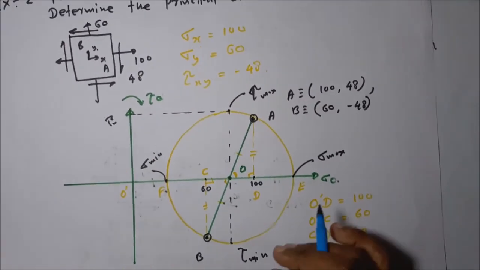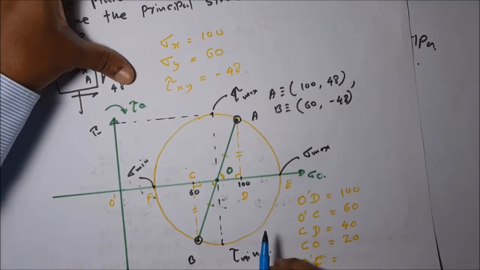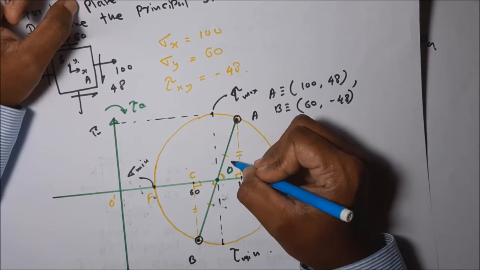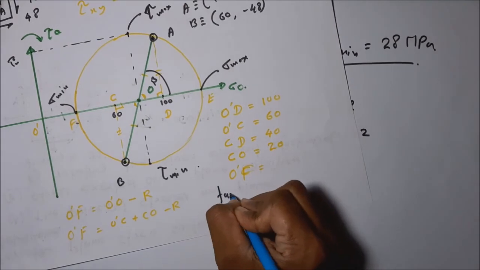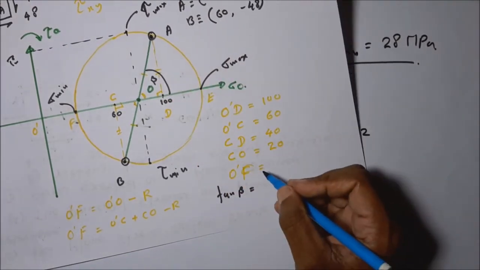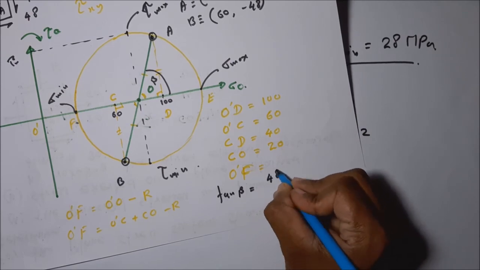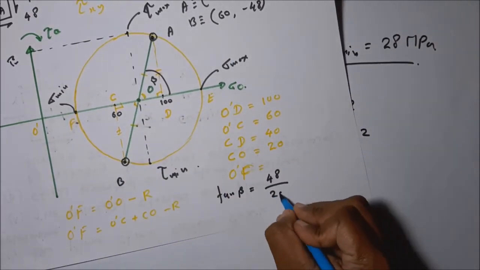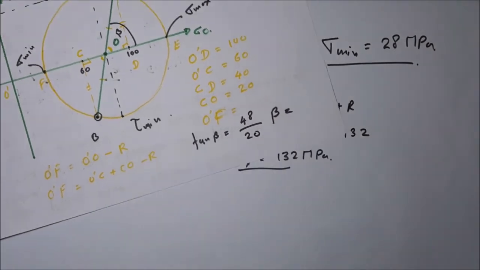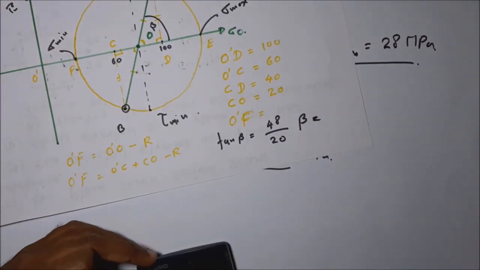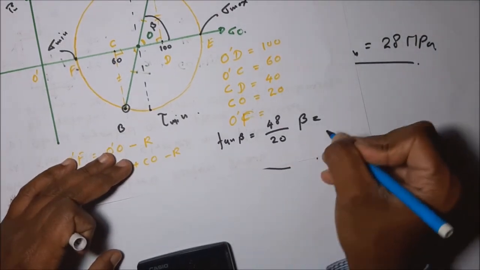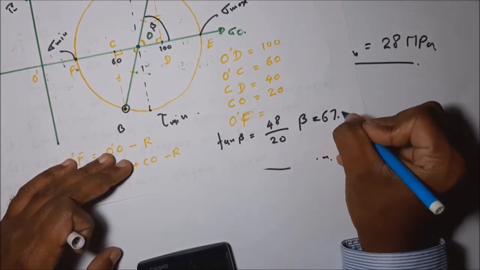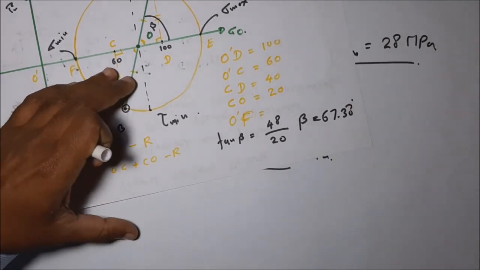Okay. Then how to find the angle? What is this angle? Let's take this angle as beta. Tan beta is equal to, using this triangle, 48 divided by its length 20. Then that will give the answer for beta. Beta is equal to 67.38 degree. Okay, beta.